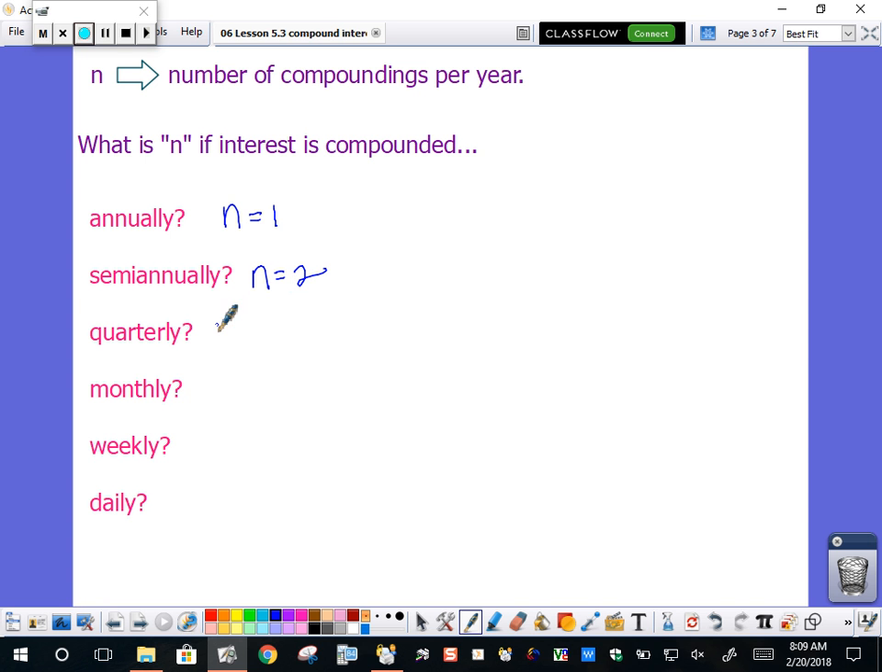Quarterly, just like 4 quarters are in a dollar, if interest is compounded quarterly, then it's going to be 4 times a year. Monthly, there are 12 months in a year, so if interest is compounded monthly, then N is 12. Weekly, there are 52 weeks in a year, so if interest is compounded weekly, N is 52. And daily is 365, and we don't worry about leap years and things like that. It's always 365.